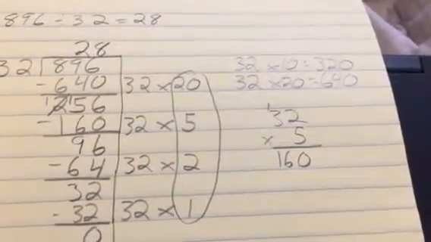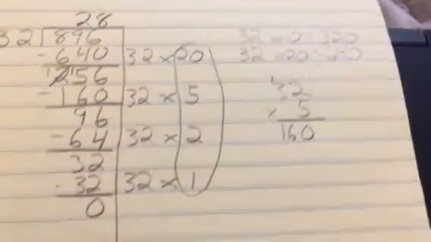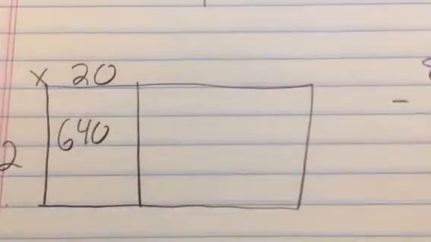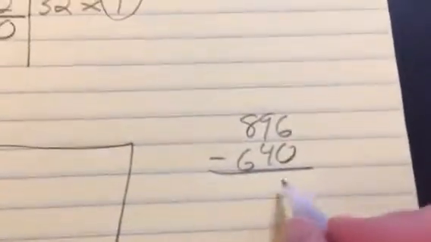The first thing we could do is 32 times 20 again. So 32 times 20 will get us to 640. Over here I would have my 896. So 896 minus our 640. We would have 6. 9 minus 4 is 5. So we have 256 again.